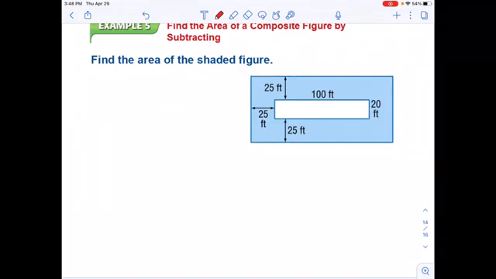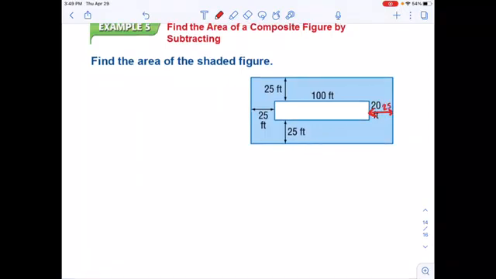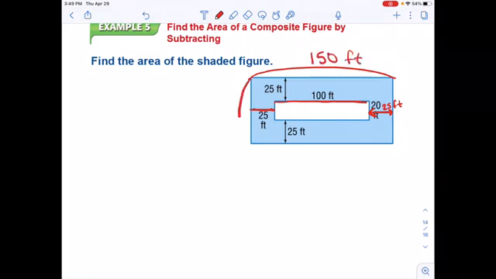There is something that's a little tricky on here. They don't tell us what the distance is here. We do need to have a distance there, so I'm just going to assume that is also 25 feet. I wish they had told us, they didn't, so we'll just assume it's 25 feet. So we can find the length of this whole side. It's 25 plus 100 plus 25, so that's 150 feet. And we need to find the length of this whole side. It's 25 plus 20 plus 25, or 70 feet.